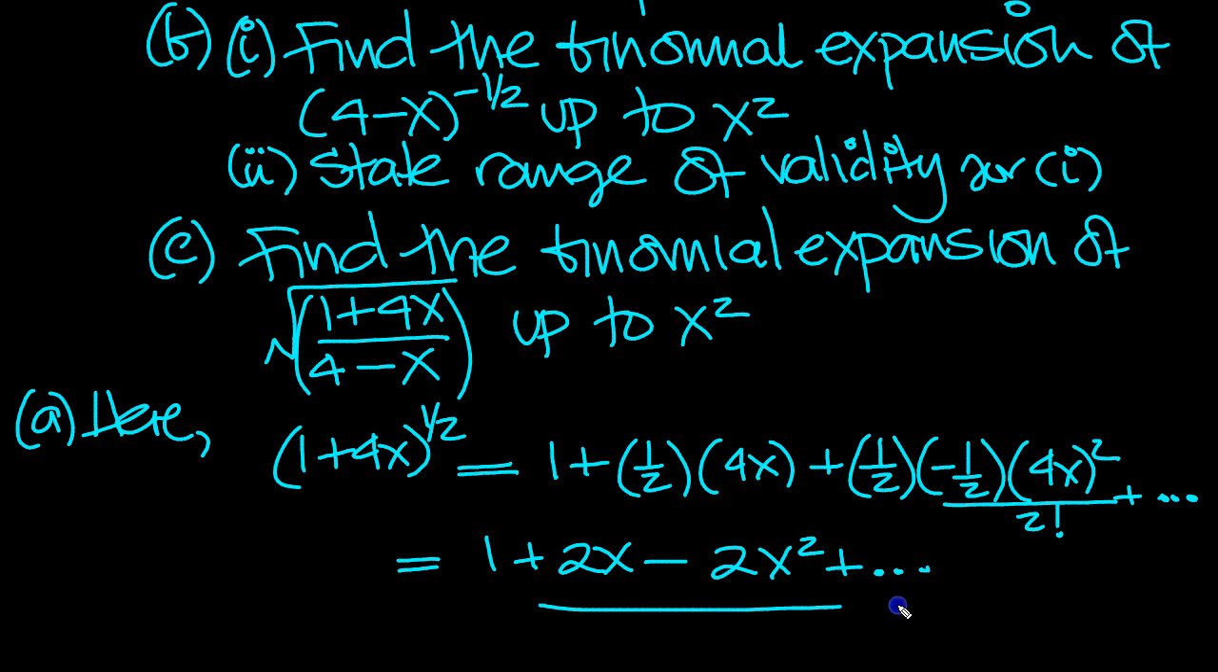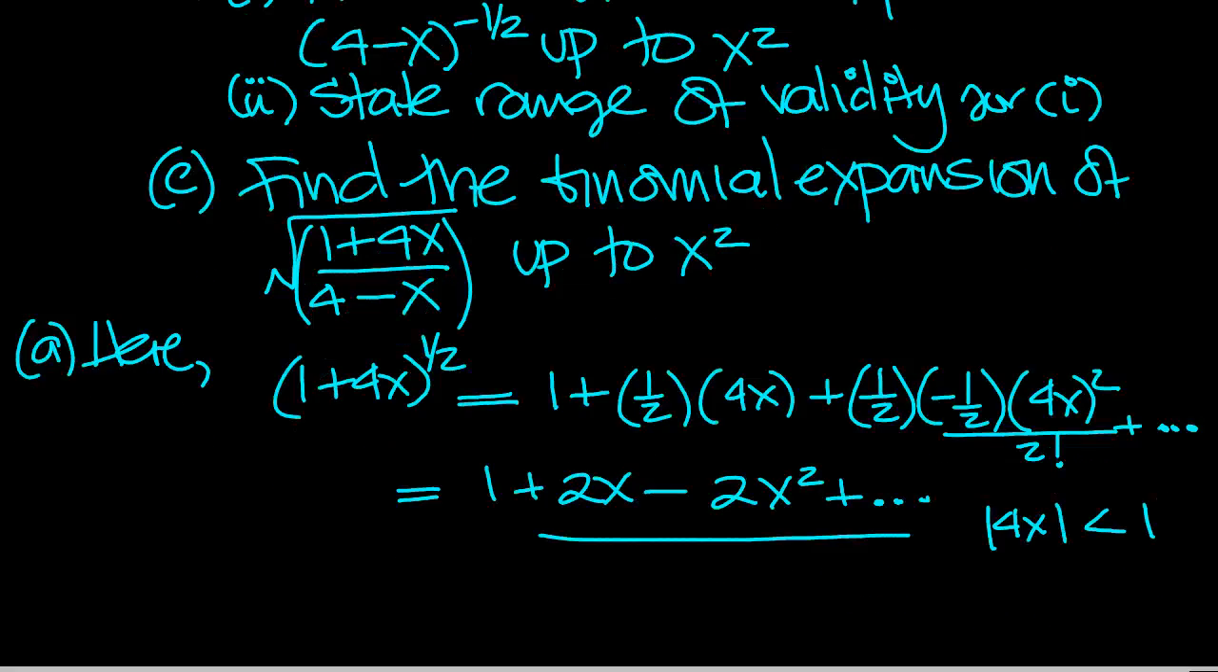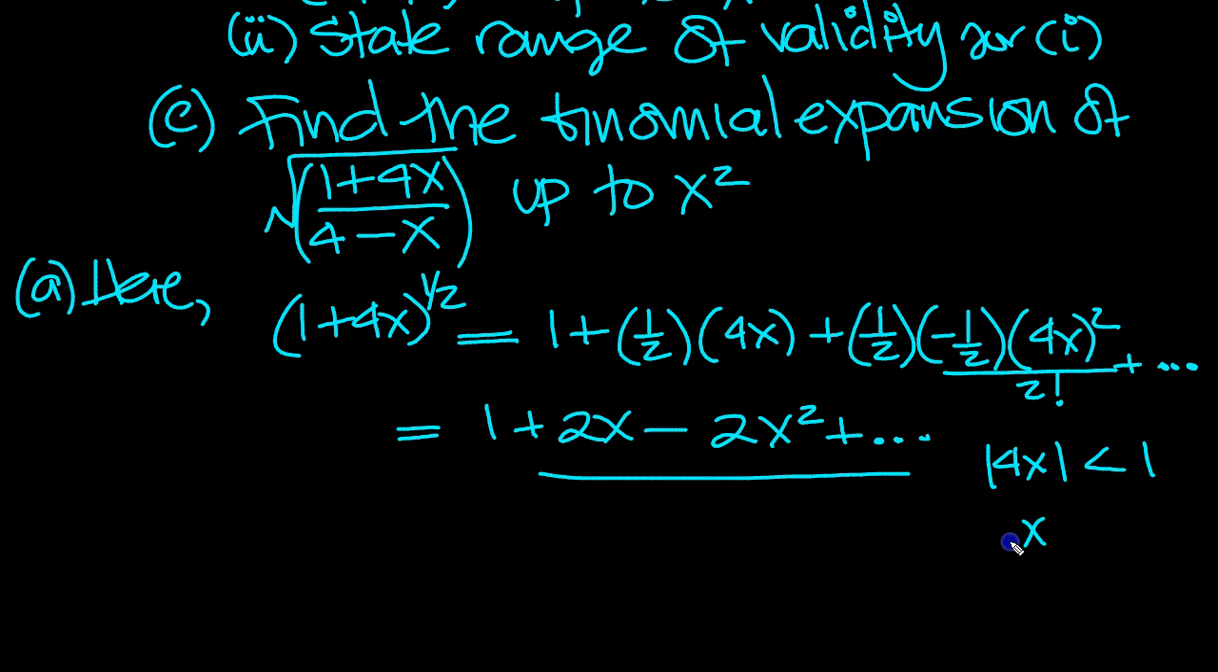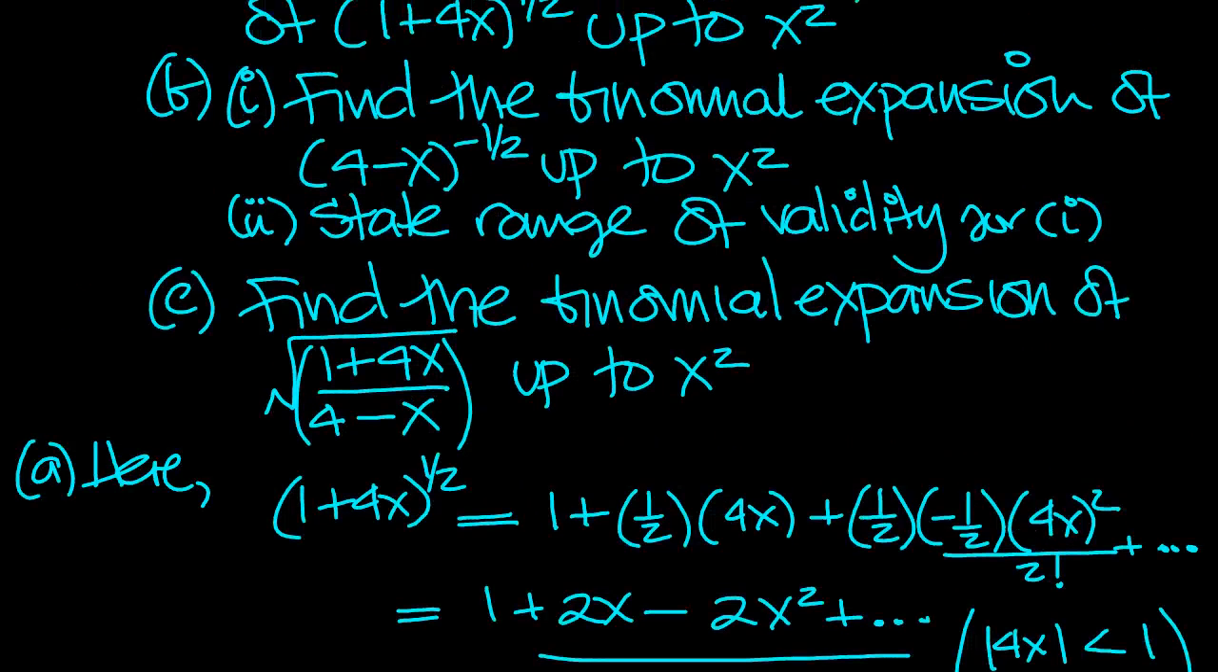So there's part A. Now that would be valid, provided that the modulus of 4x is less than 1. And just to note, that would tell us that the modulus of x is less than a quarter, wouldn't it? Take the 4 out and move the 4 underneath the inequality. So just something by way of reference there.